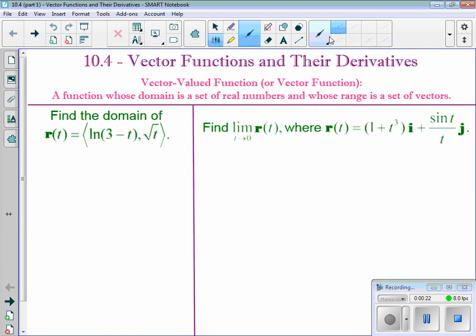When we're trying to find the domain of this, we're really going to look at these as two separate pieces. So let's write this as f of t is the first piece, the natural log of 3 minus t. And then we're going to let g of t be the other piece there.